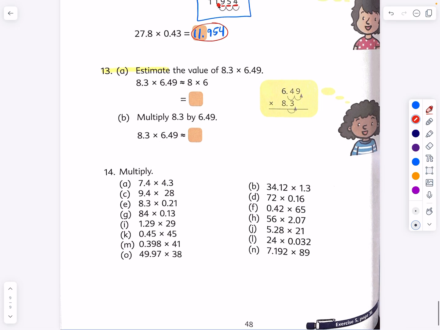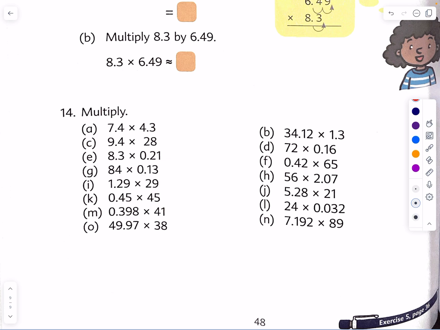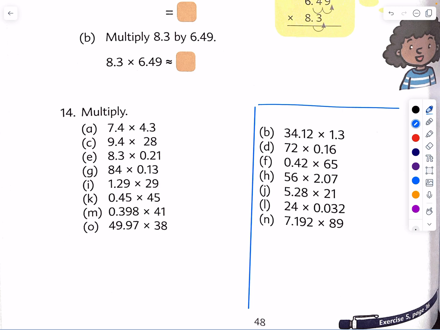Let's move down and practice more multiplication in number 14. So we have a lot, and again, I'm only going to do the right box. I'm only going to do B, D, F, H, J, L, and N. Okay, so equal.